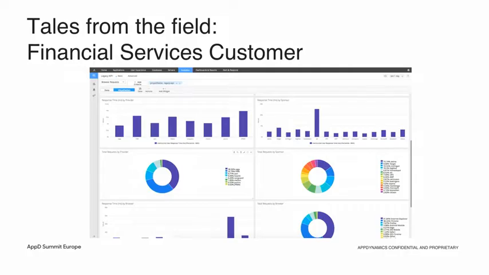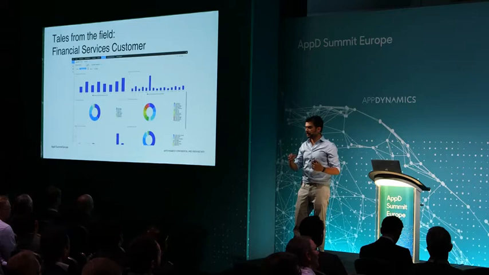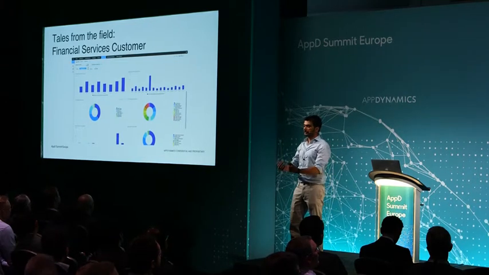This is an example from a financial services customer. This customer has a dual-sided network. They work with clients and then service providers on the back end. And again, they use Business IQ to monitor the health of their dual-sided network. They look at all the service providers, the health of their service providers, the response time of the APIs that those service providers own. They also look at the traffic that they're sending to each service provider. They also look at the traffic they're getting from their clients.